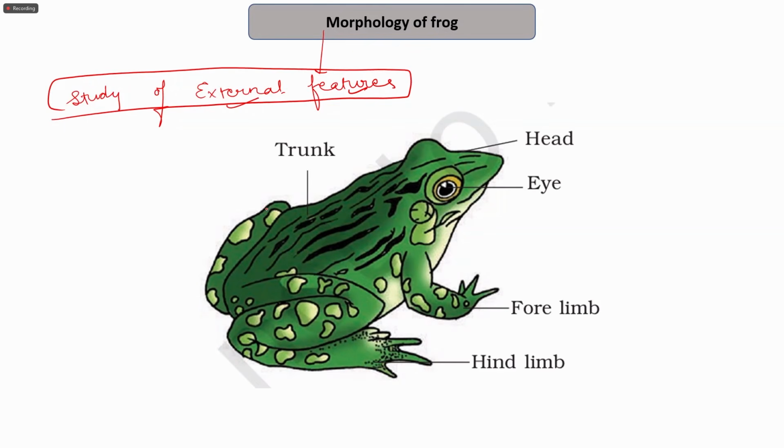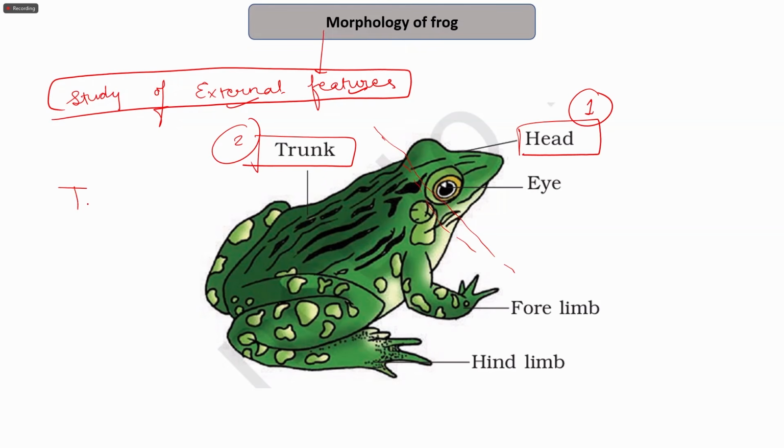If we look at the frog, the complete body of the frog is divided into two major parts. The first is the head, the second is the trunk. So it is divided mainly into head region and trunk region, and the tail is absent. If I talk about the cockroach, if you remember, the body is divided into three parts: head, thorax, and abdomen. In frog, there is no such division. The body is divided into two parts, head and trunk, and there is no tail.